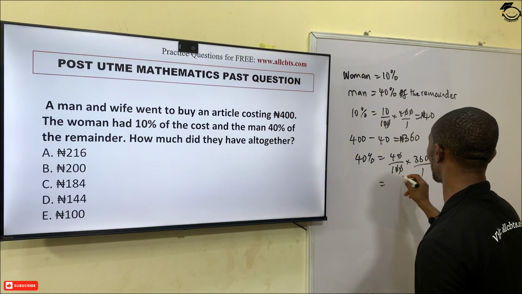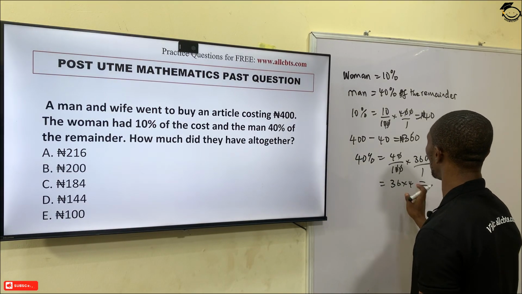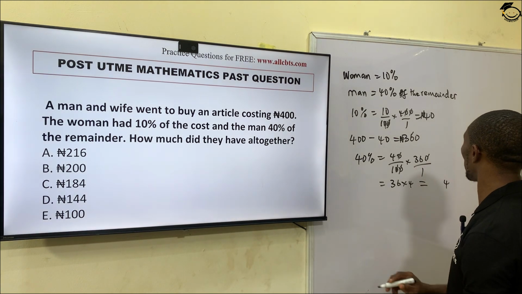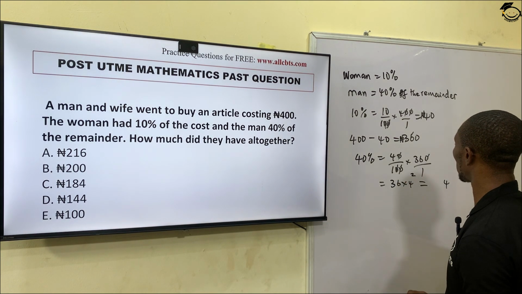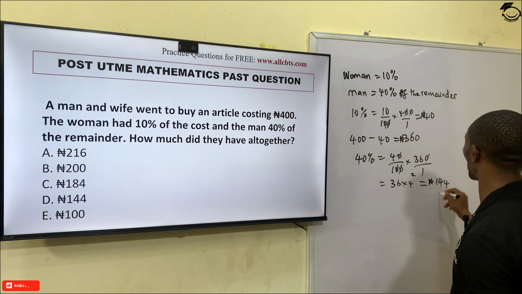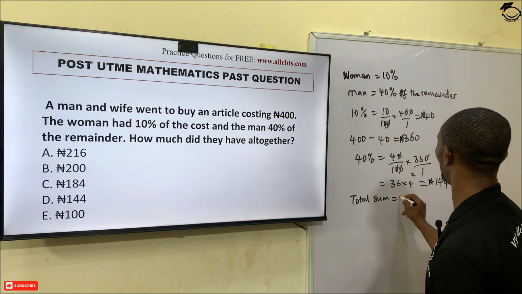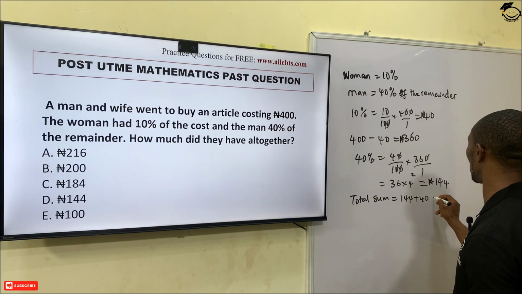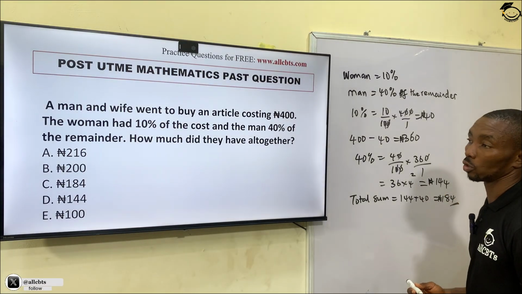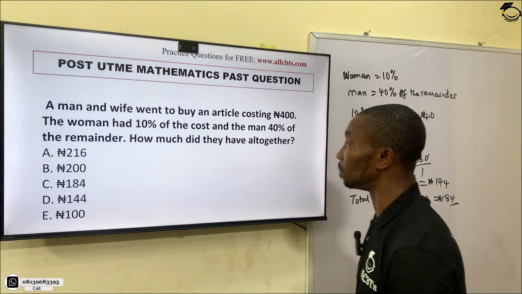So this would be 4 times 36. 36 times 4 would give us, 4 times 6 would give us 24. Write down 4, carry 2. 4 times 3 will give us 12 plus 2, 14. So this gives us 144. So the total sum would be 144 plus 40, which gives us 184 naira. So they had a total of 184 naira, which is our option C.